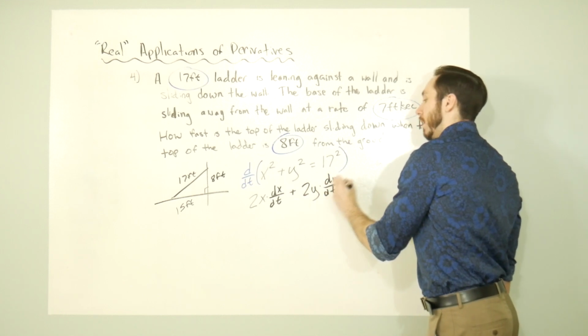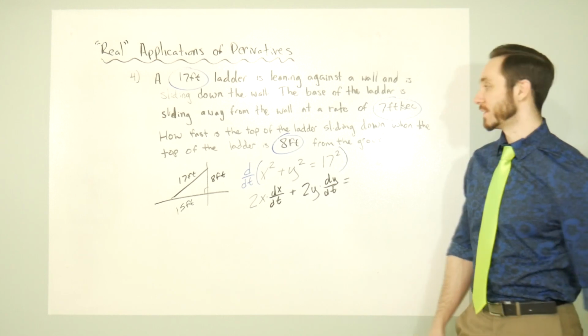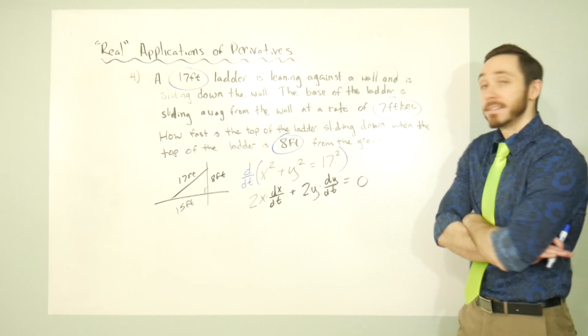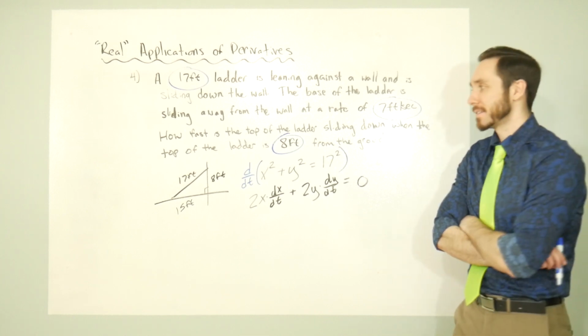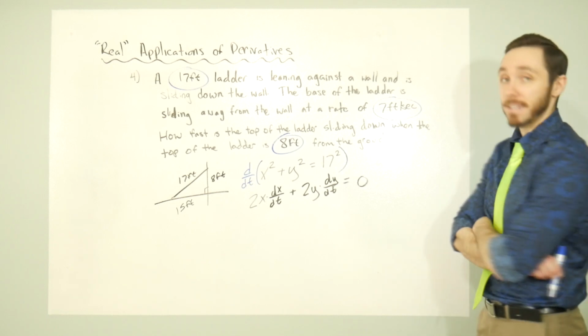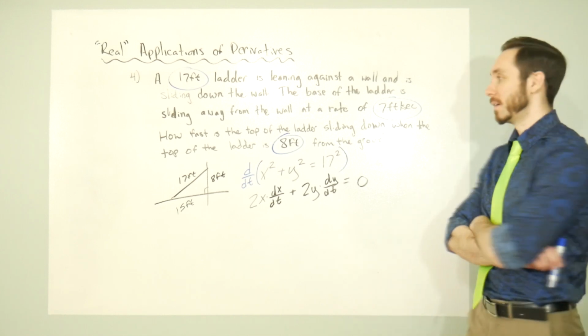Derivative of 17 squared, this is when it didn't matter that I didn't know 17 squared. It's 0 because it's a constant. It doesn't change over time. The length of the ladder doesn't magically shrink as time goes on, or increase as time goes on. It stays the same, it's a constant. This is a rate function now.